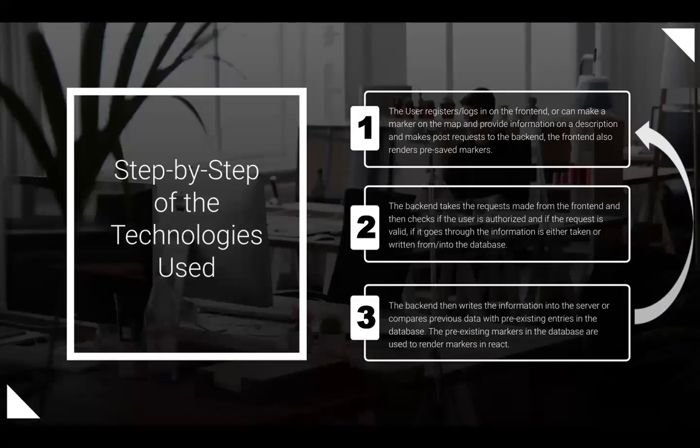So this is kind of a step-by-step of what happens. Firstly, the user registers and logs in on the front end, and they can make a marker on the user interface. Then the backend takes the request, authenticates the user, and checks to see if the request is valid. Then it interacts with the database by either writing or comparing the data in the database, and then either re-renders it back to the front end as a marker or allows you to do other things, like write into the database, for example, once you register a user.